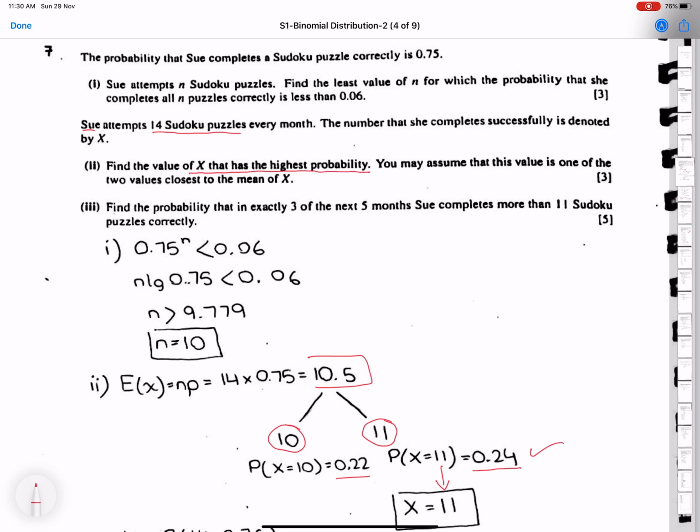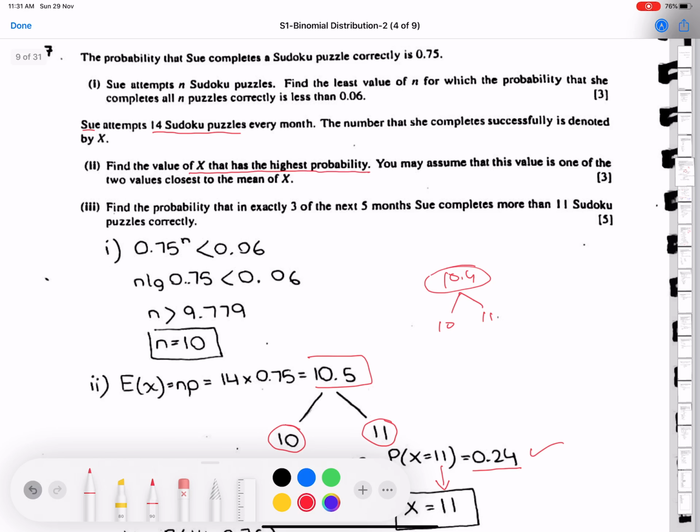What if we had 10.4? Again we had to check both the numbers 10 and 11. So never round off the number. Whenever you get a fractional value, always check the probability of both the numbers. So this is the best way to get the required value of x, which has the highest probability.